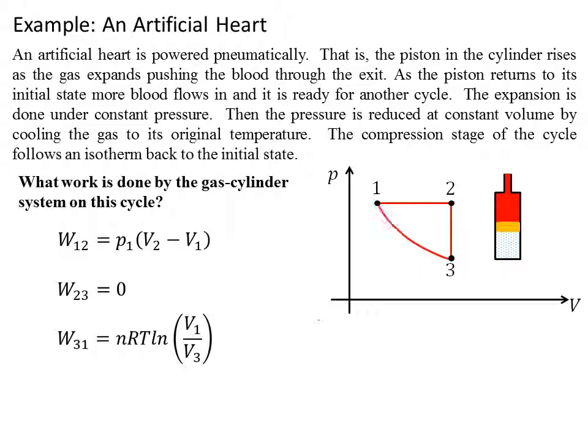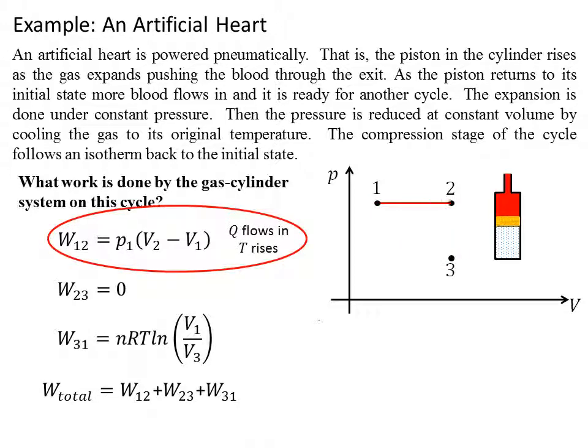The return is along an isotherm, and we use the formula for the work for the isotherm, and it's just N times R times the temperature times the natural log of the final volume V1 divided by the initial volume V3. And the total work would be then just the sum of these three components, so W12 plus W23 plus W31.